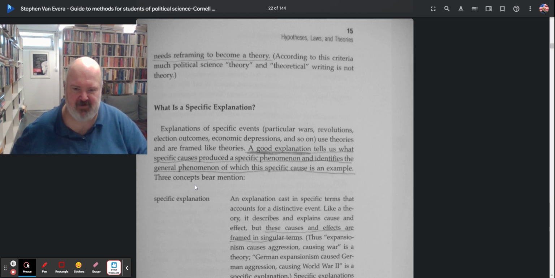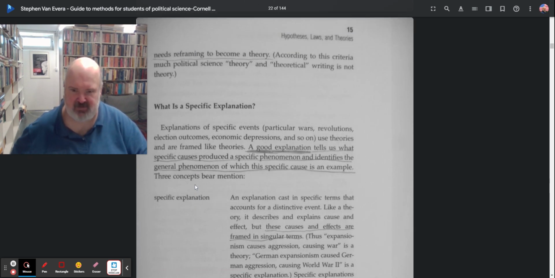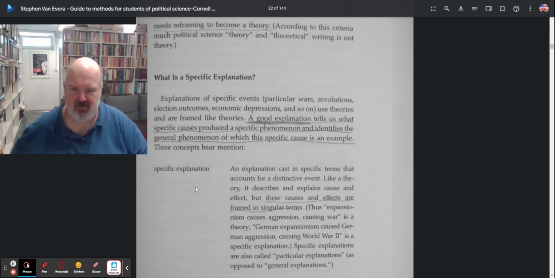Now, I'm going to finish this with the specific explanation, because we moved it from this to this. What is a specific explanation? It explains specific events: particular wars, revolutions, election outcomes, economic depressions, and so on. It uses theories that are framed like theories. A good explanation tells us what specific cause produced a specific phenomenon and identifies the general phenomenon of which the specific cause is an example, right?